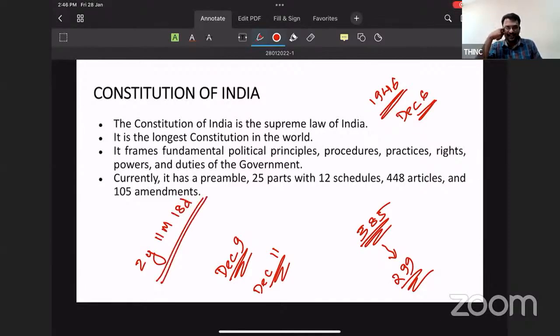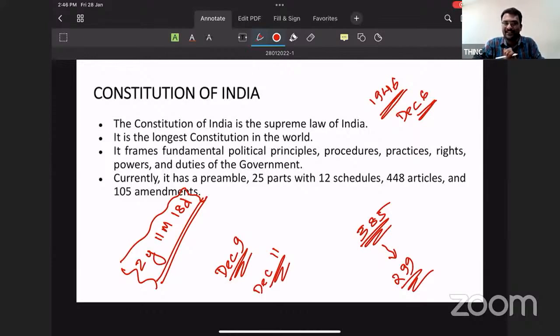These numbers are very important. What is the duration taken to make the constitution? 2 years, 11 months, and 18 days. Because we not only made a constitution, we made the longest constitution in the world. So India has the longest constitution in the world.